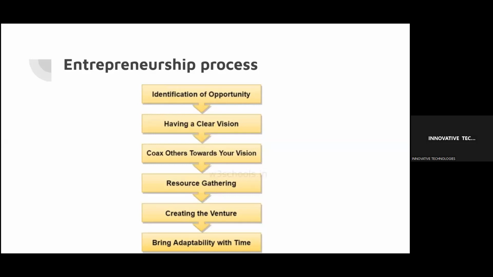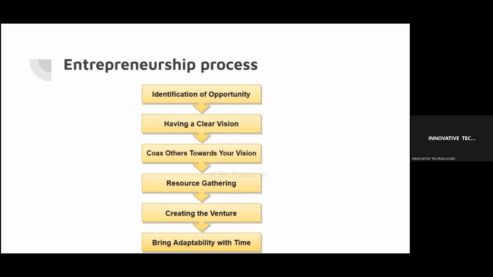After that, he should win others over towards his vision. So he should make a team. After having a clear vision and planning, any entrepreneur has to form a team with different skill sets who will work together to make the vision a reality. So he has to work with others who have different skill sets.